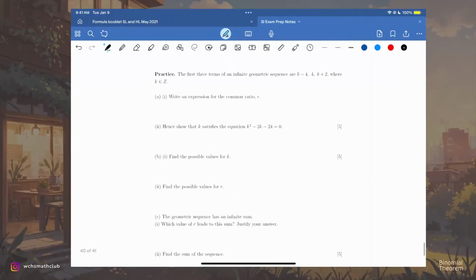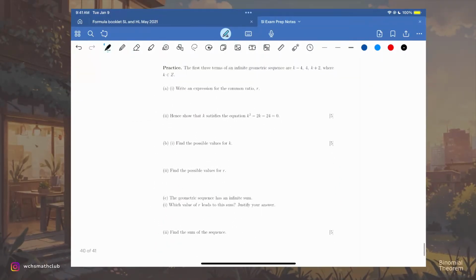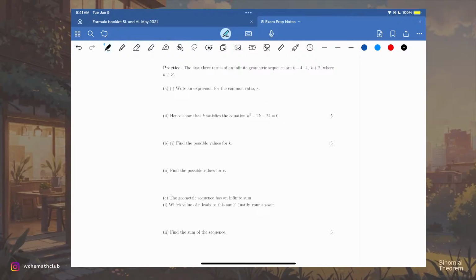And here, this is the last question of the day. I'll give you guys about 3 minutes for practice, and we'll go over the solutions really quick afterwards.